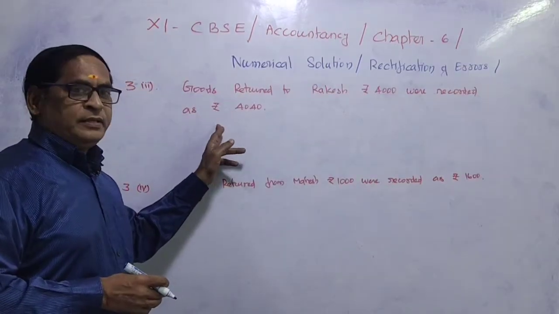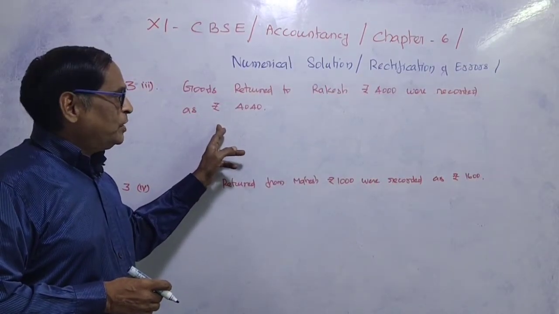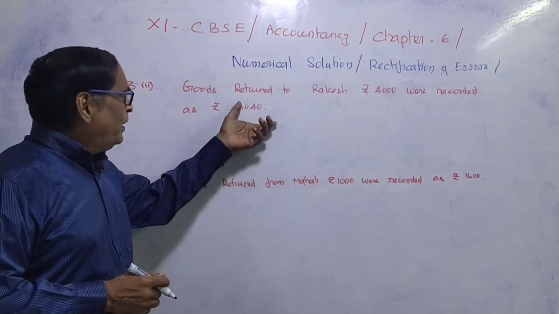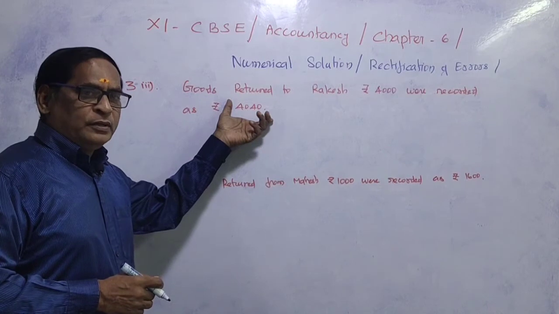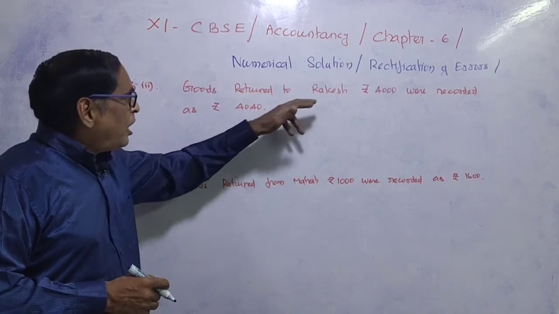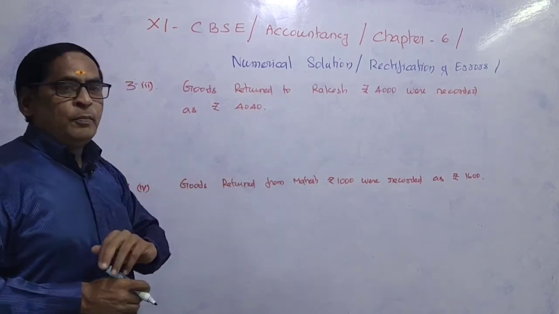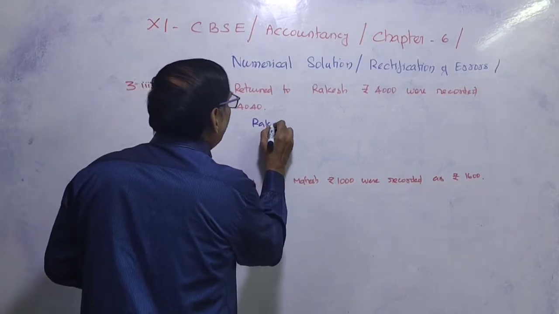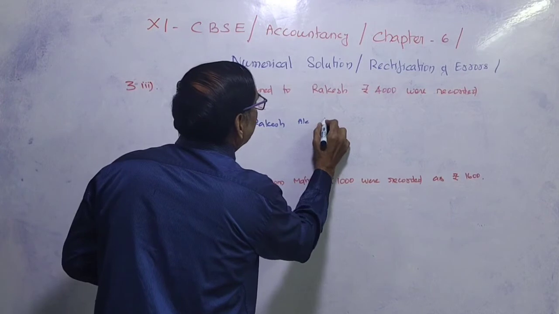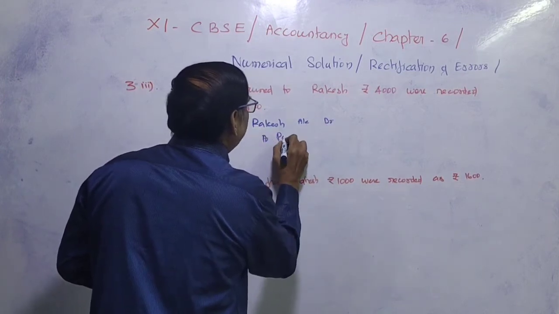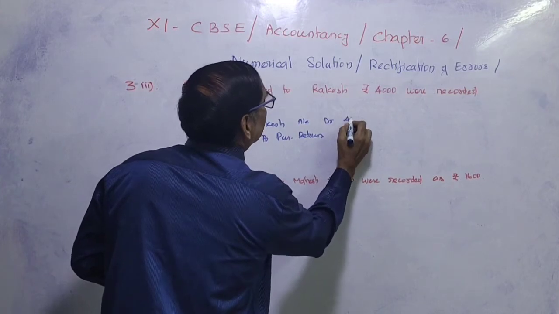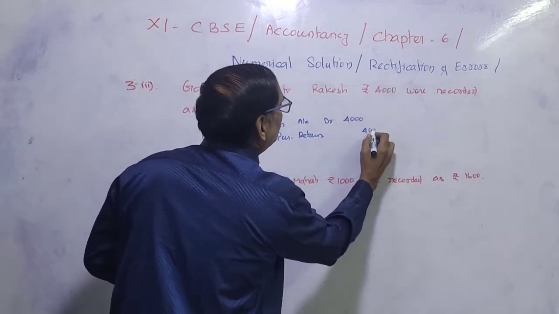The next one is: goods returned to Rakesh rupees 4000 was recorded as rupees 4040. So we mentioned an excess amount. The correct entry should be Rakesh account debit to purchase return, 4,000. The amount should be 4,000.